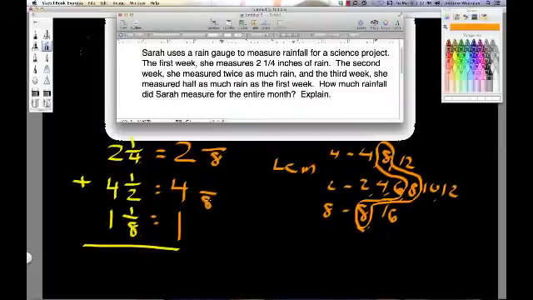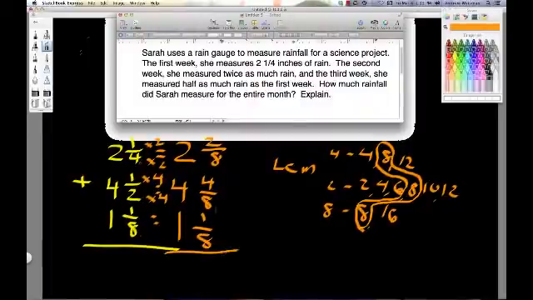So I'm going to make all of them into eighths. Well, how did I get from 4 to 8? I multiplied by 2. Whatever you do to the bottom, you must do to the top. 4 times 2 is 8. 1 times 2 is 2. 2 to 8, I multiplied by 4. 2 times 4 was 8. Whatever we do to the bottom, we do to the top. 1 times 4 is 4. Eighths, we keep the same.